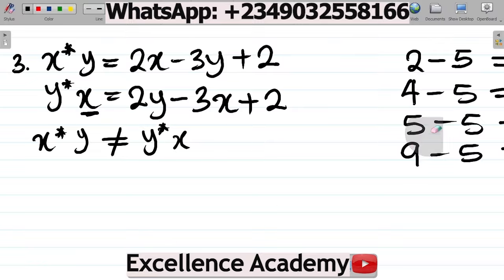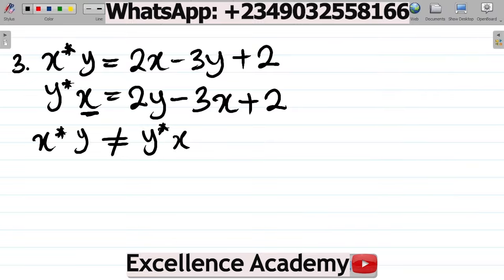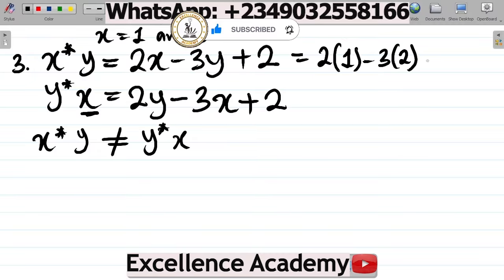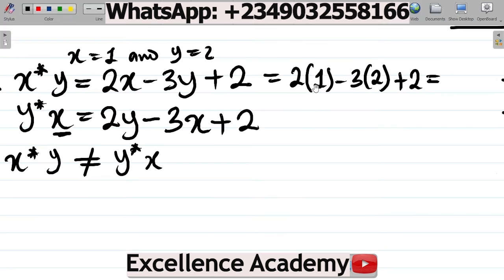And to prove that this is true, all we have to do is take x as a value. Let's take x as equal to, let's say, 1 and y as equal to 2. What I'll have here will be 2 into x, that's 1, minus 3 into y, that's 2, plus 2. If you work on this, 2 times 1 gives you 2. Minus 3 times 2 is 6, plus 2. 2 minus 6 is minus 4. Minus 4 plus 2 is minus 2. So you have minus 2 here.